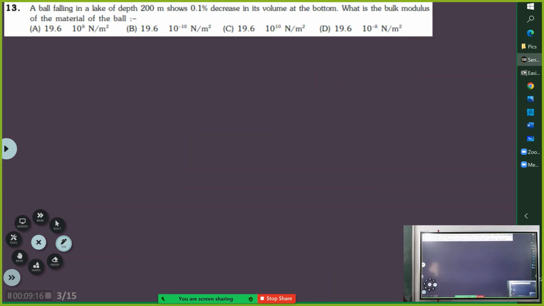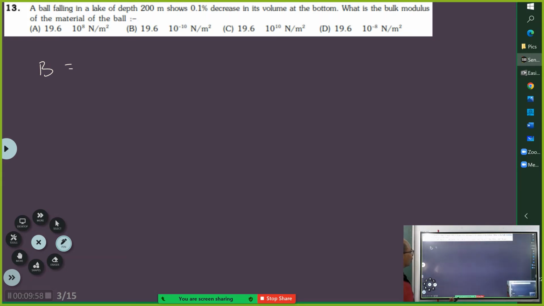A ball falling into a lake of depth 200 meters shows a 1% increase in its volume at the bottom. What is the bulk modulus of the material? So the same formula, but here again it is a 1% decrease in its volume. So here the change in the pressure between the top and the bottom is rho GH. That's all. See, the ball is at the top, only atmospheric pressure. At the bottom, it is atmospheric pressure plus rho GH.